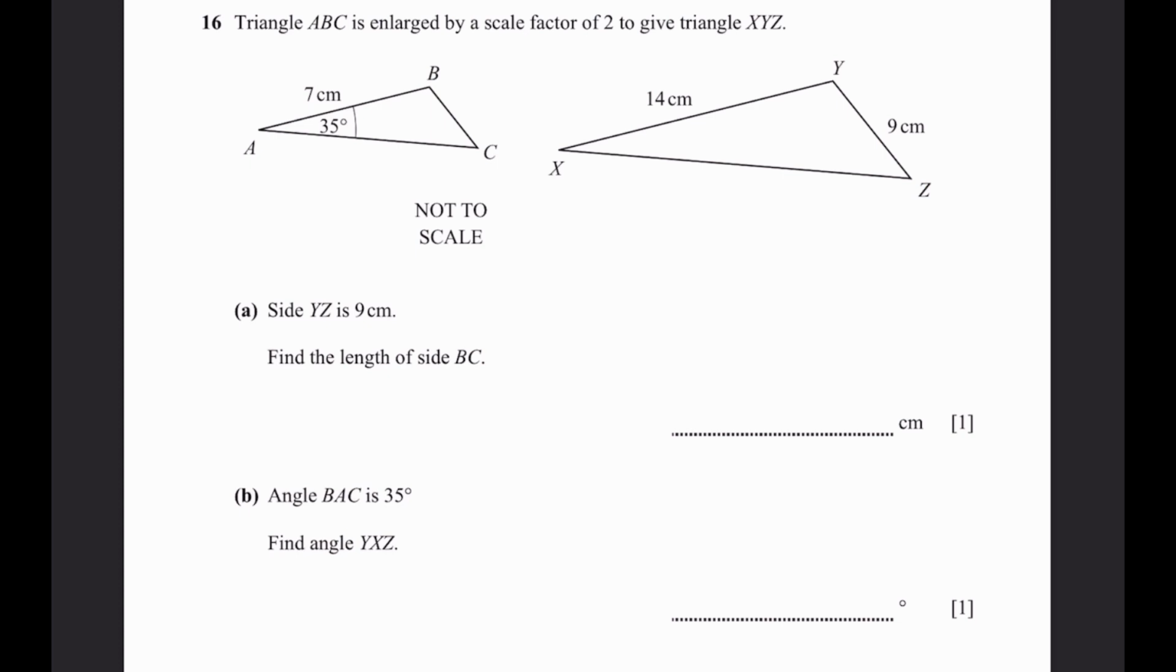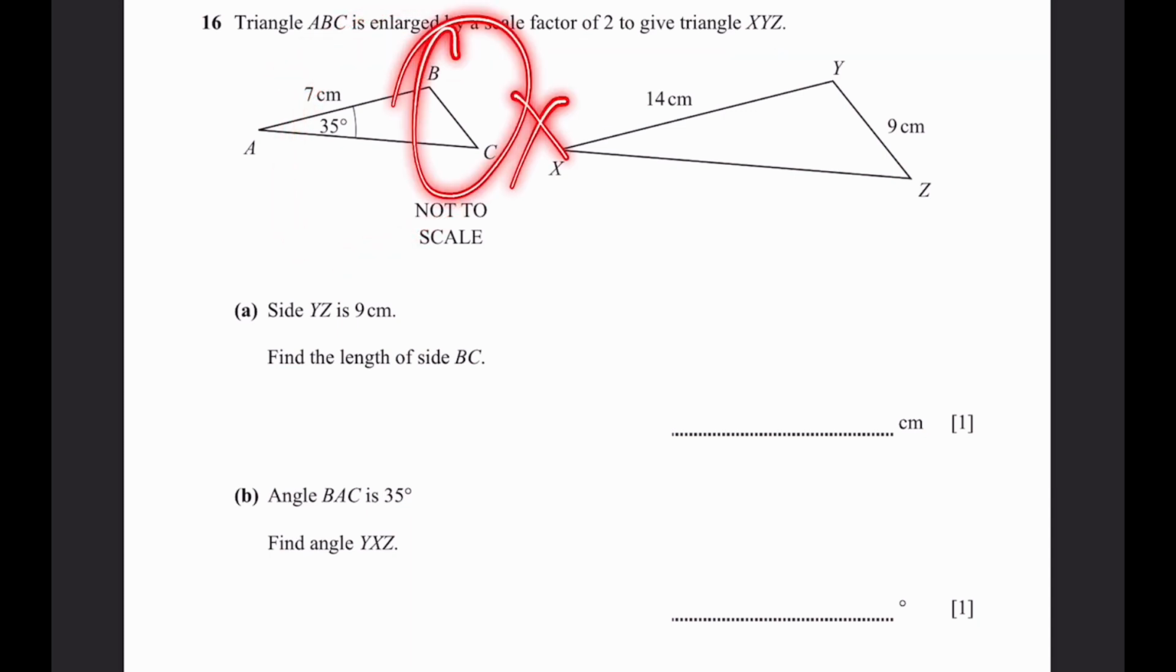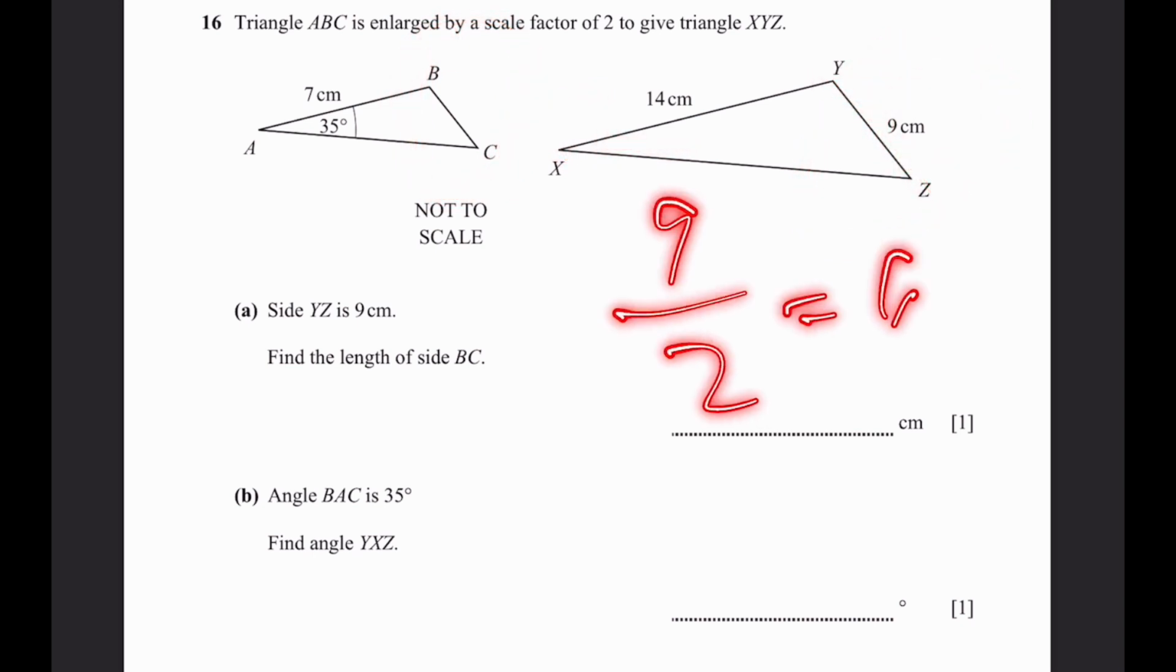Question 16. Triangle ABC is enlarged by a scale factor of 2 to give triangle XYZ. A. Side YZ is 9 centimeters. Find the length of side BC. So, if this triangle is enlarged by a scale factor of 2, that means this side multiplied by 2 is equal to this side. That's YZ, 9 centimeters. That means we need to divide 9 by 2, and that's 4.5 centimeters.